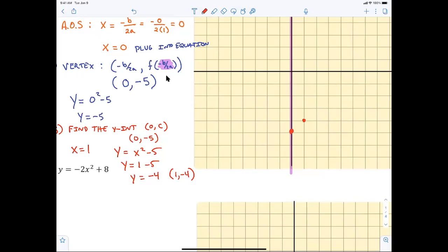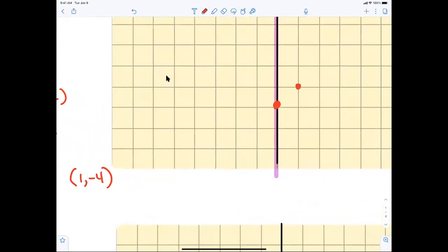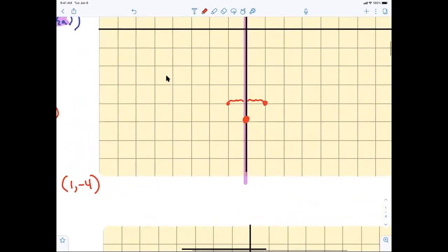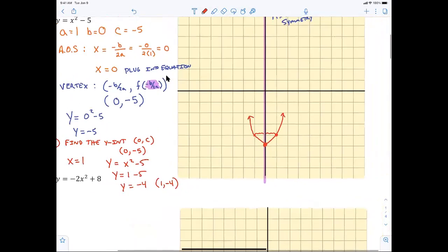Now, because that point is on the graph, how far away am I from the axis of symmetry? 1 unit. What does that mean? That means there's another point exactly the same distance away. So this over here is also what? A point on the graph. Now you just need 3 points to graph the parabola or the quadratic. So from there, you just graph the general shape looks like this. All right, and that's that.